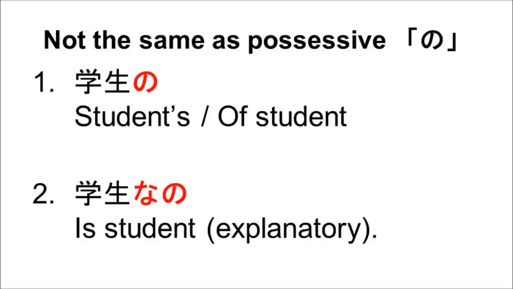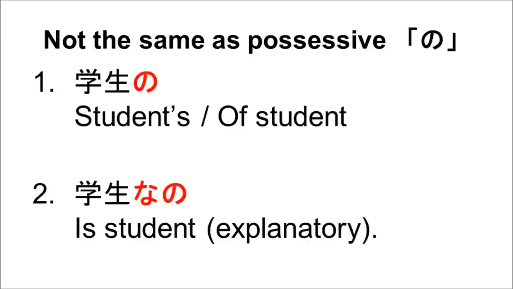In learning the no explanatory particle, it's important to note that different particles may look the same, even though they are in fact completely different. A few lessons back, we learned how to describe noun properties and possessions using another particle that's also no. In that lesson, we learned that 学生の means students or of student. For example, 学生の傘 would mean the student's umbrella.